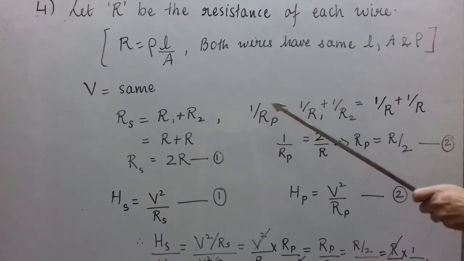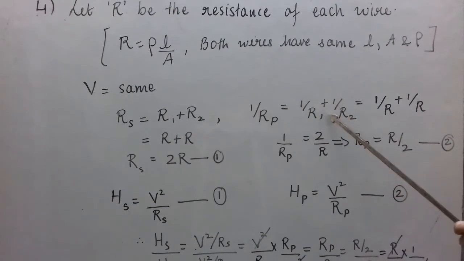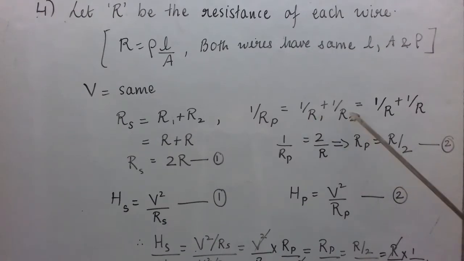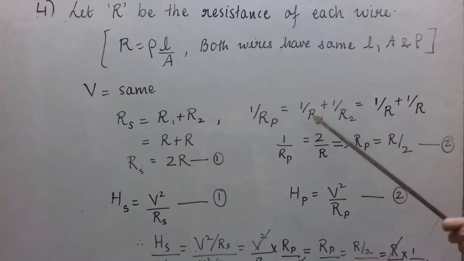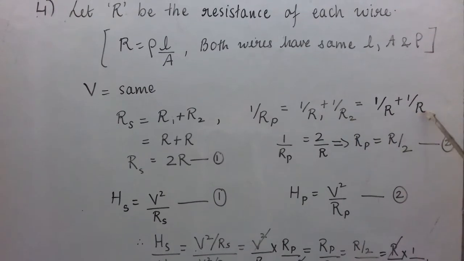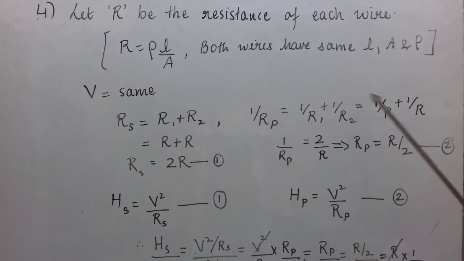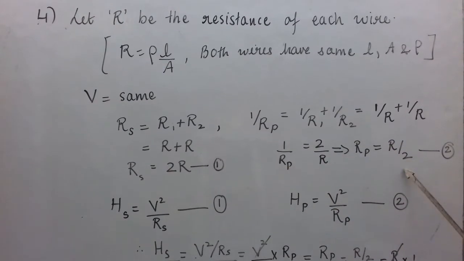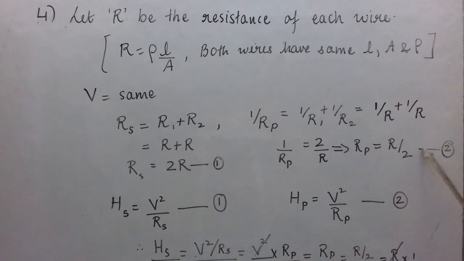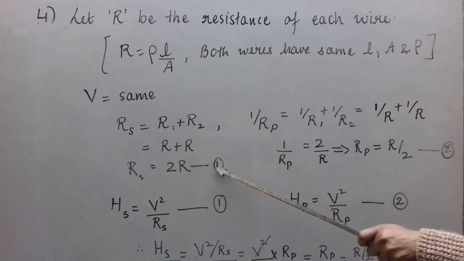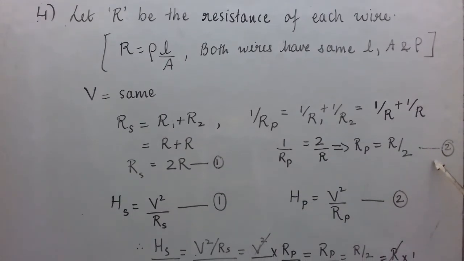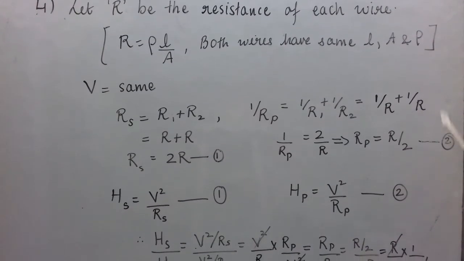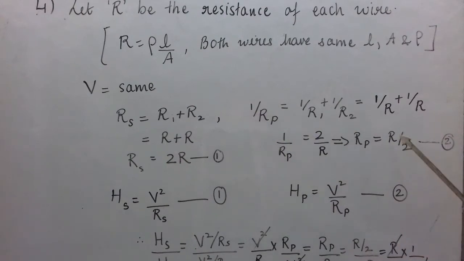Next, 1 over RP is 1 over R1 plus 1 over R2, but we know R1, R2 is equal to R. So we can put R instead of R1, R2, and we get 1 over RP is 1 plus 1, 2 by R. Therefore, RP is R by 2. As I've told you, there is no need to number these two equations. Now, what is the next given? That keeping the potential difference the same, the two wires are first connected in series and then connected in parallel.